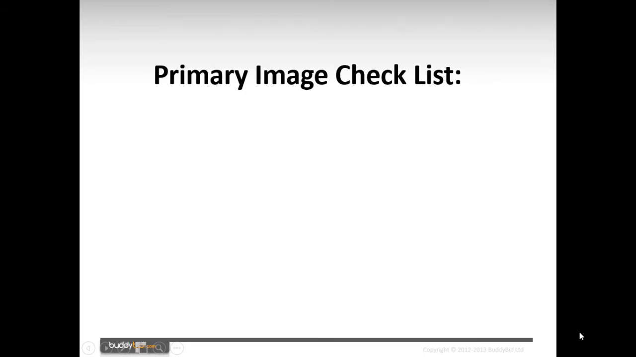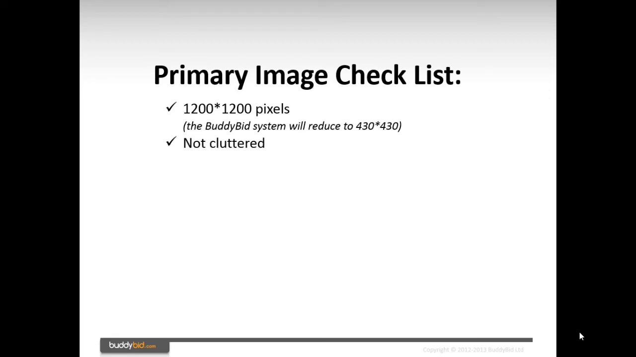So in closing is a primary image checklist. First of all, design it at 1200 by 1200 pixels. When you upload it to BuddyBid, it will reduce down to 430 by 430, but you're always better dealing at higher resolution. Try not to make it too cluttered. In some instances, the image is going to be very small, particularly on mobiles. If there's too much in there, then it's simply going to look silly. Best if it looks like content rather than advertisement.